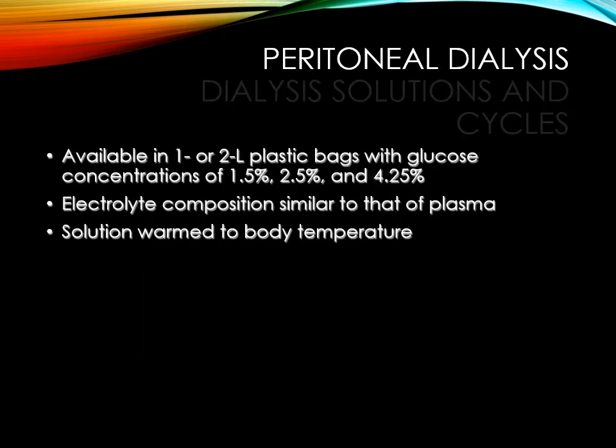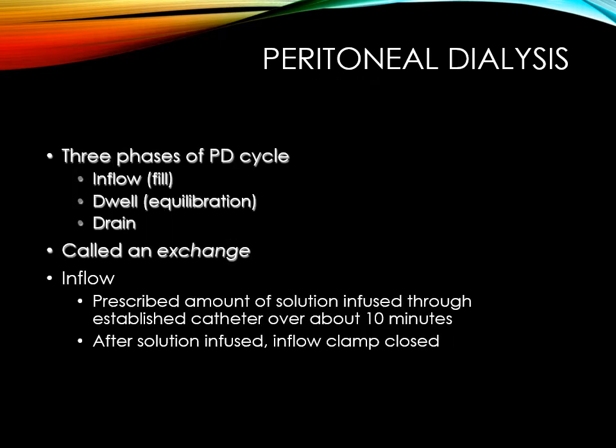Dialysis solutions vary, and the choice of exchange volume is determined primarily by the size of the peritoneal cavity. A larger person may tolerate a 3-liter exchange volume without any difficulty, whereas an average-sized person usually tolerates a 2-liter exchange. Ultrafiltration, or fluid removal, during peritoneal dialysis depends on osmotic forces. Glucose is the most effective osmotic agent currently available. The 3 phases are called an exchange.